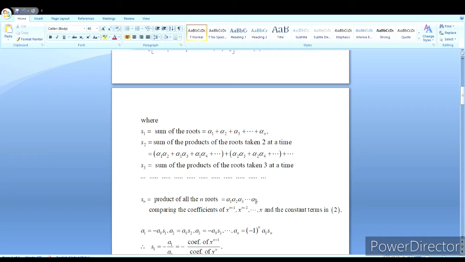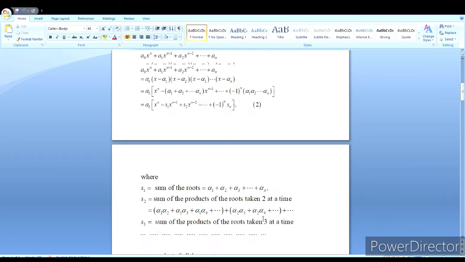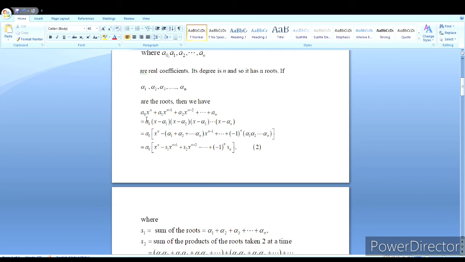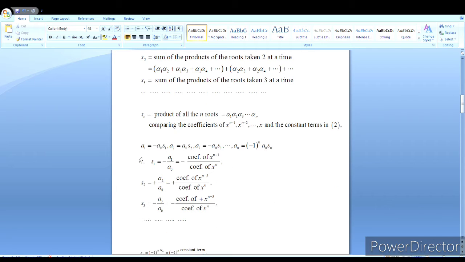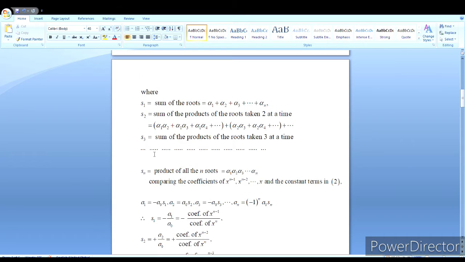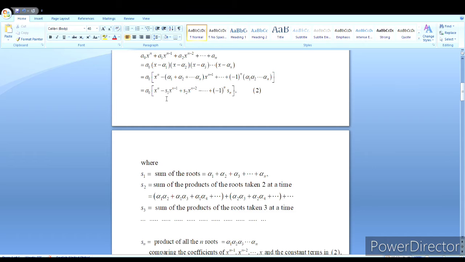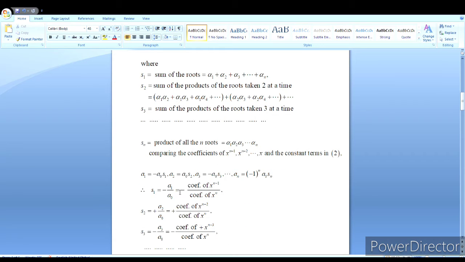Comparing the coefficients of x power n minus 1, x power n minus 2, etc. in equation 2, that is, the left side is this and the right side we have the product. Comparing the coefficients of like powers, we have a1 equal to minus a0 into s1, a2 equal to a0 s2, a3 is minus a0 s3, etc. an is minus 1 power n a0 sn.